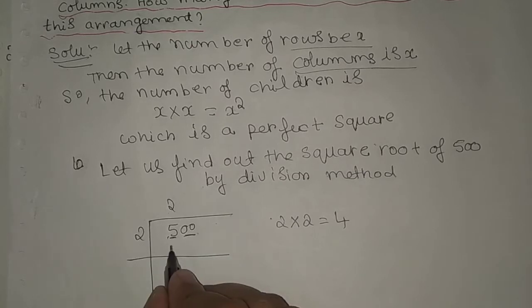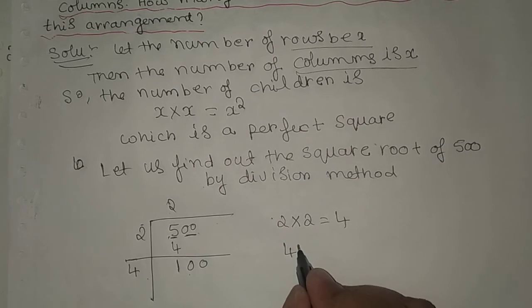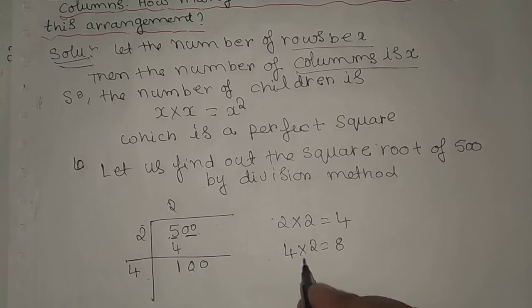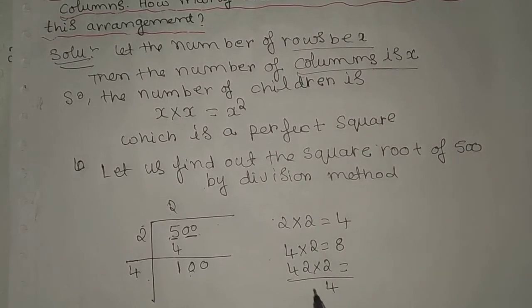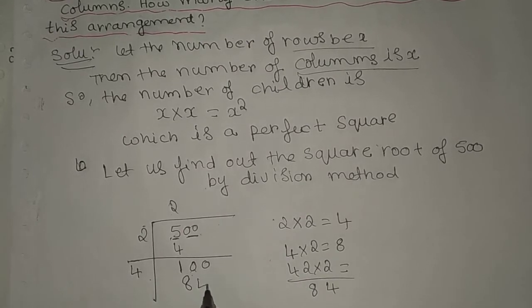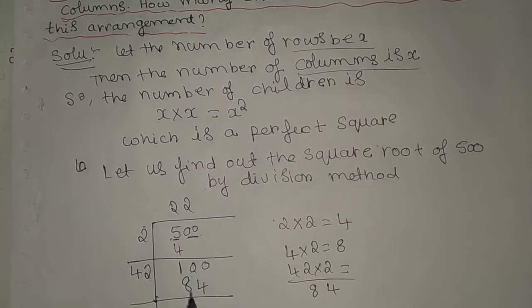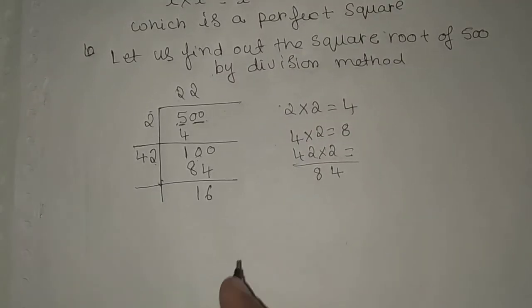Again here we get 4, write down 1 here, then bring down 0 0. Add these two, we'll get 4. Next, 4 2s are 8, we get the nearest number to 10. Then 4 2 into 2 we'll get, 2 2s are 4, 2 4s are 8, we get 84. Substitute here, write 2 here and 2 here, therefore remainder we get 16. So this is the procedure.